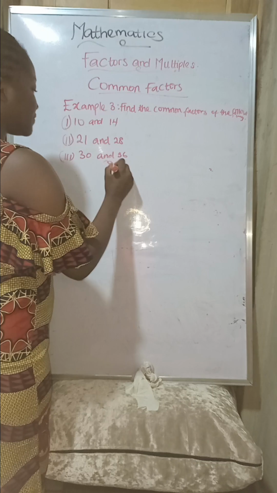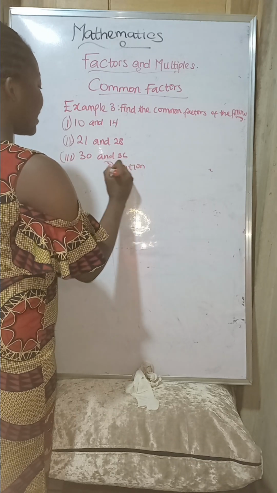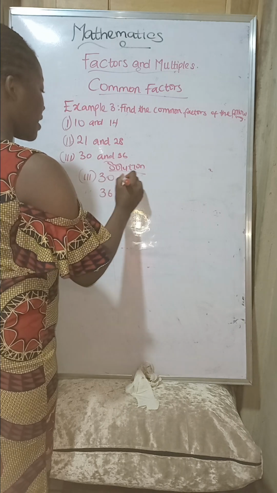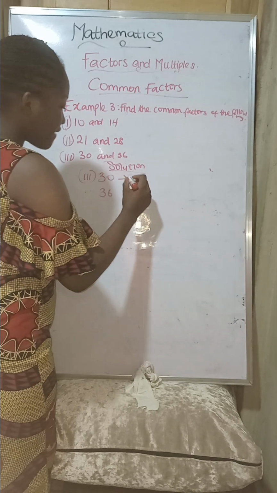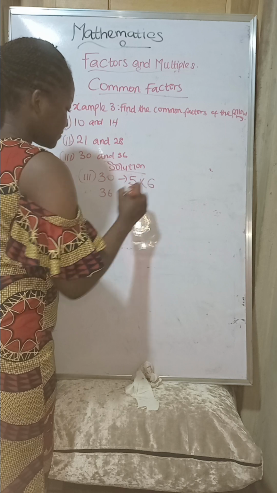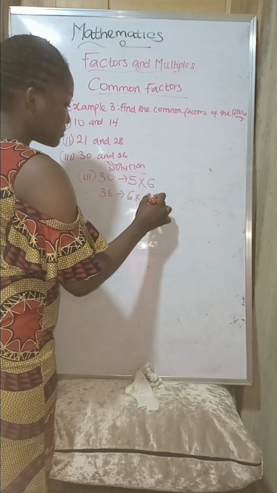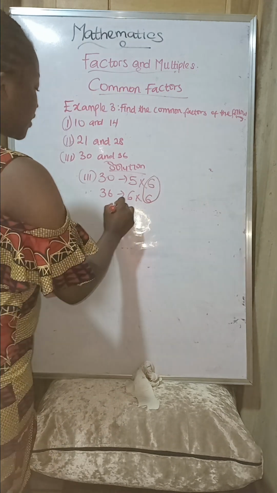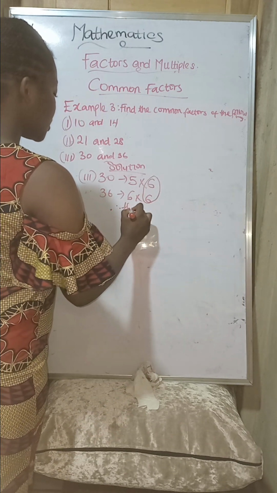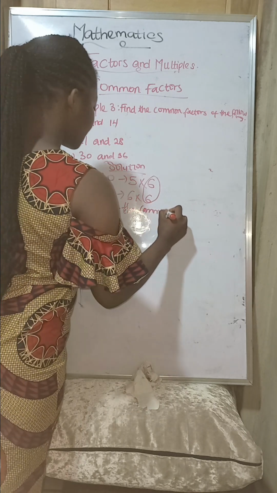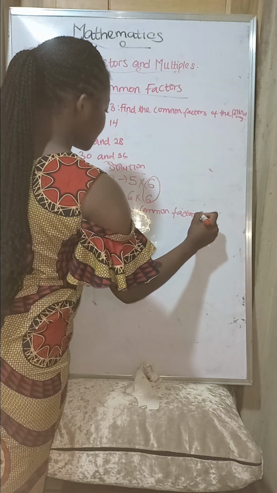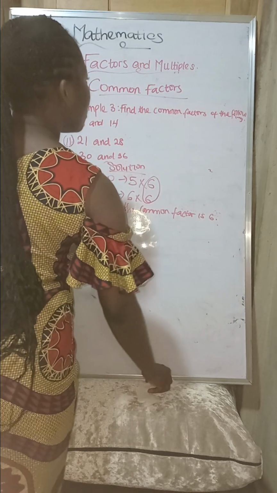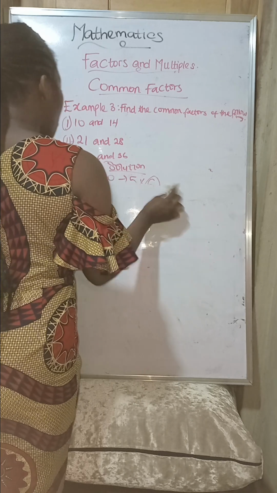We have 30 and 36. 30 is 6 times 5, or 5 times 6. 36 is 6 times 6. So what's common? 6 is common. 6 is the common factor. The common factor is 6. Do we understand that? Yeah. So we are going to another example.